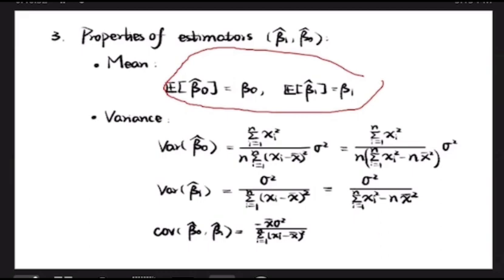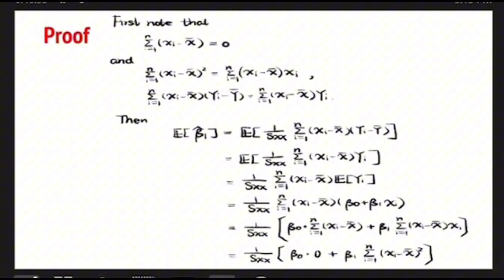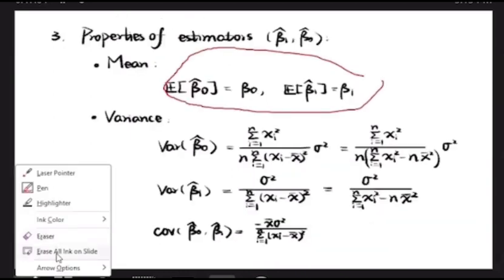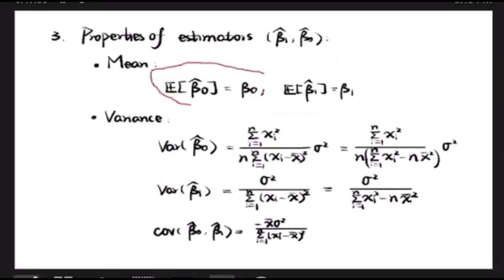Please pay attention. There are some things we need to note. If I want to start, I want to start from here. I want to show that the estimate of the intercept on average is the same as the true intercept. There's a true intercept, and there's an estimate of the intercept. Now I want to show that.